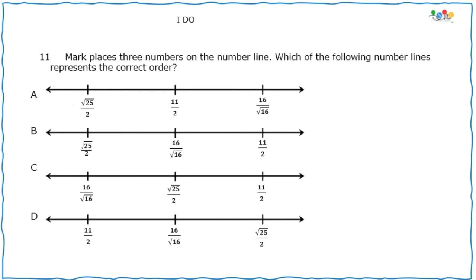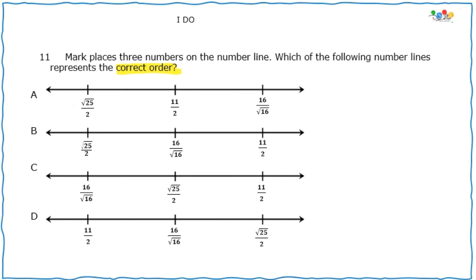So let's read it. It says, Mark places three numbers on the number line. Which of the following number lines represents the correct order? Let's see what we need to do here. So there are three numbers, right? And I want to find what? I want to find the correct order. Okay? So that's like a number line, right?